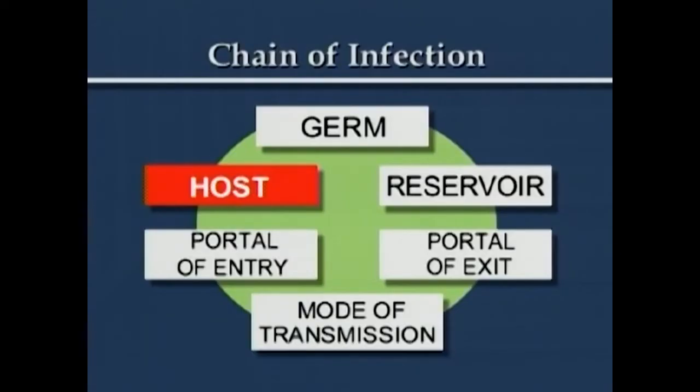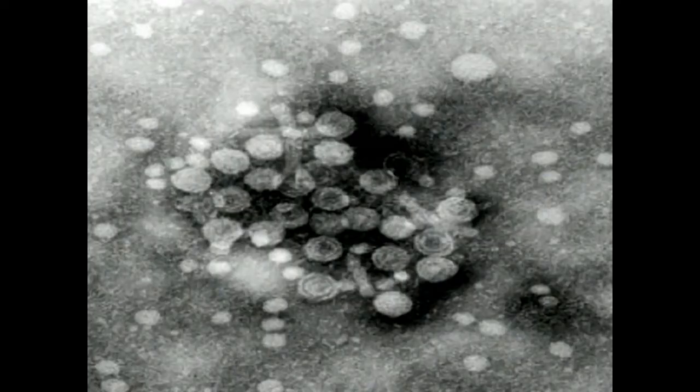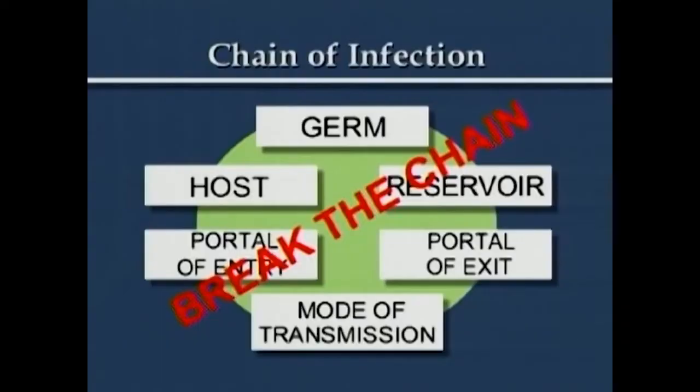The last step in the chain of infection is, of course, the susceptible host. In this case, this is the person that comes in contact with this infectious agent or this germ, and all of the conditions are right in order for that germ to get into their body, survive, multiply, and begin to cause disease. As an employee in the assisted living facility, our focus is to try and break this chain of infection. If we can stop just one step along that chain, we can prevent disease.